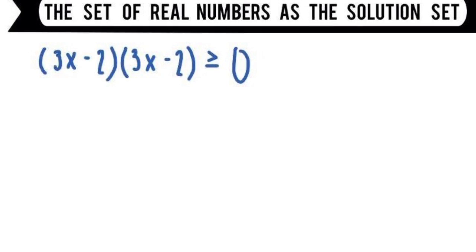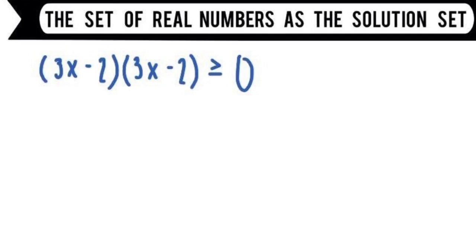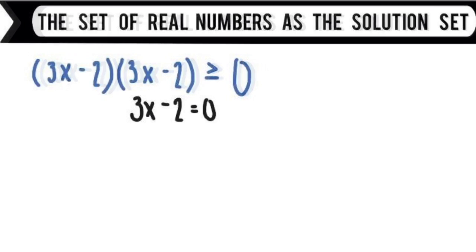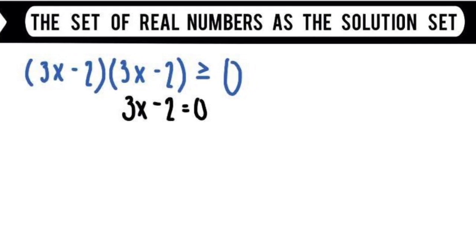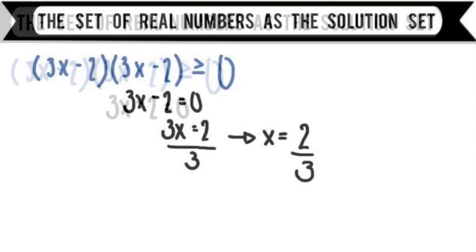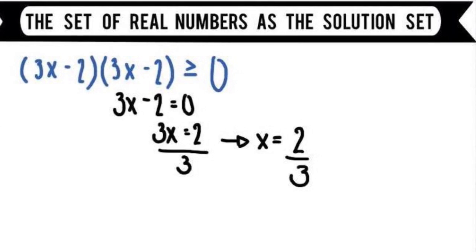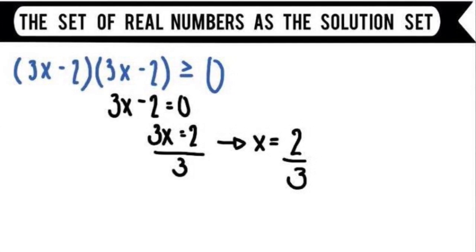We go to a simpler equation wherein it's already been factored out. Therefore, the first thing we need to do is just equate it to 0 so that x can be isolated. In order to do this, you transpose 2 to the other side and divide both sides by 3. Our x shall be 2 over 3.